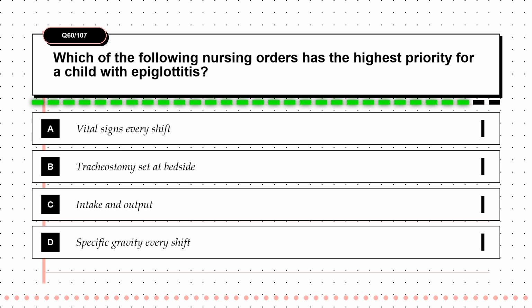Question 60. Which of the following nursing orders has the highest priority for a child with epiglottitis? Here are the options. Option A. Vital signs every shift. Option B. Tracheostomy set at bedside. Option C. Intake and output. Option D. Specific gravity every shift.